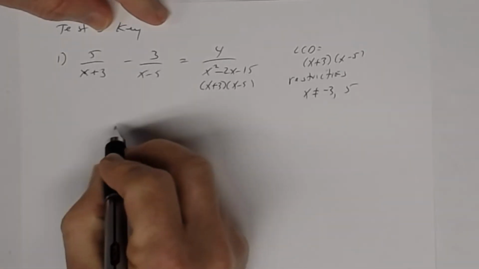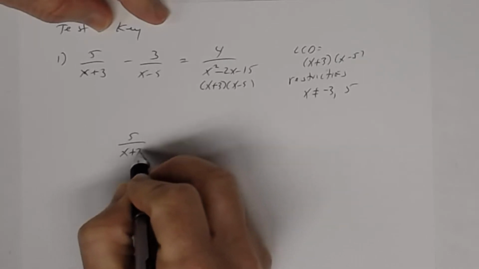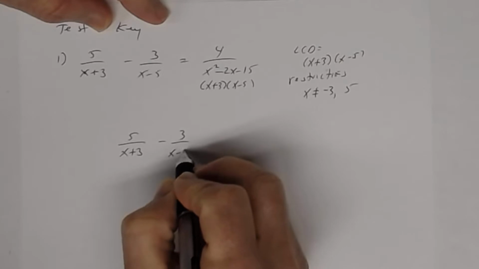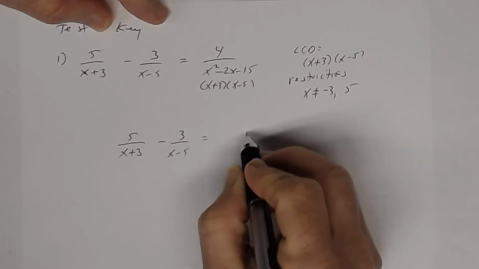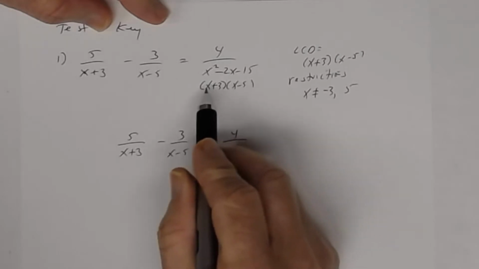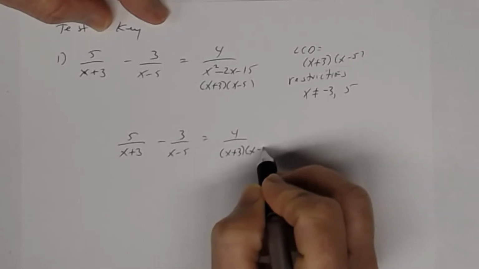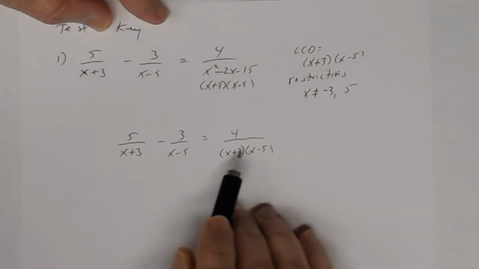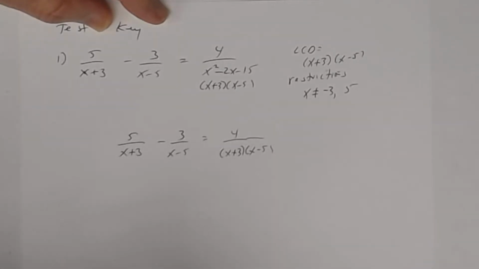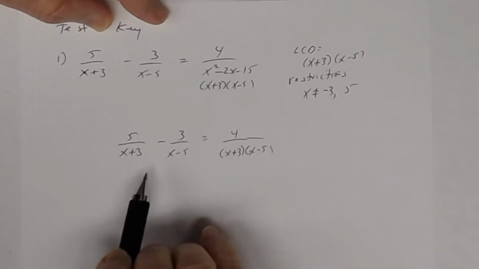So let me go ahead and rewrite this over. So I have 5 divided by x plus 3 minus 3 divided by x minus 5 equal, and then 4 divided by, and I'm going to go ahead and use the factored part here. So x plus 3 times x minus 5. Now, we need to clear the fractions. So the whole purpose of multiplying both sides by the LCD would be to clear those fractions.